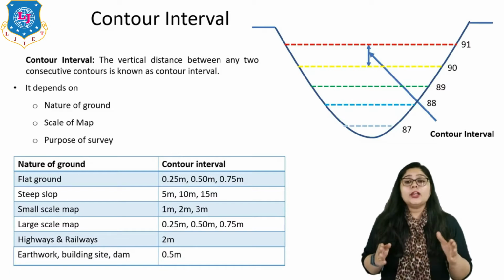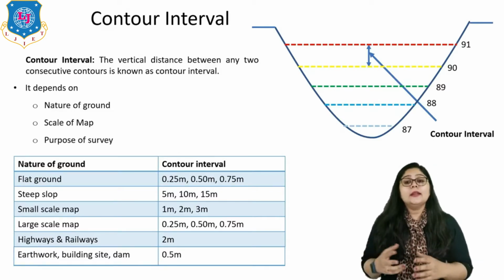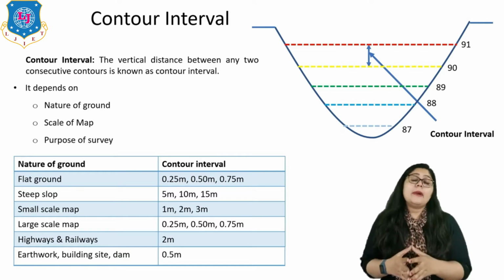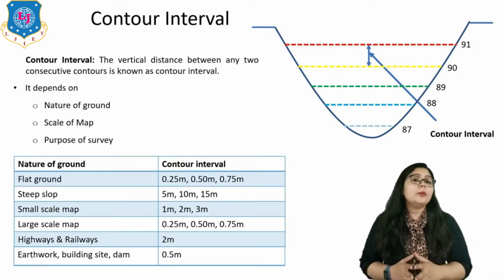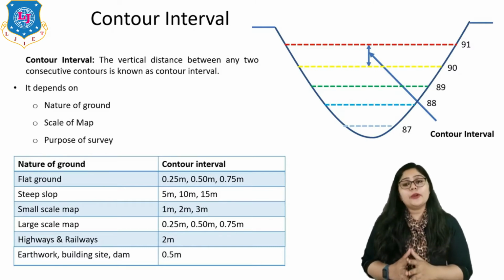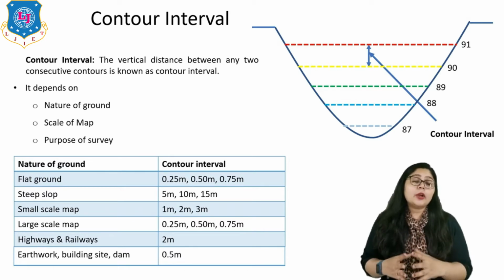Then if I talk about the scale of map, it means the small scale and the large scale. For a small scale map, I will go for an interval of 1 meter, 2 meter and 3 meter. But if it is a large scale map, then I will go with 0.25 meter, 0.5 meter and 0.75 meter. Lastly, the purpose of survey plays an important role.